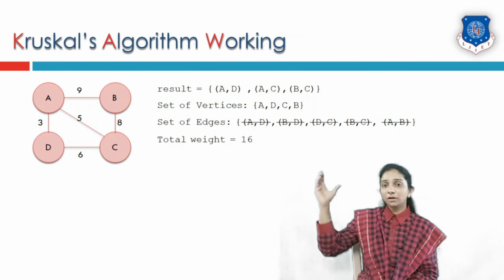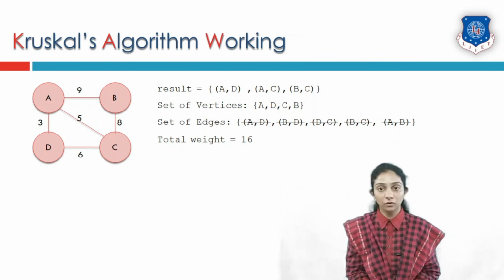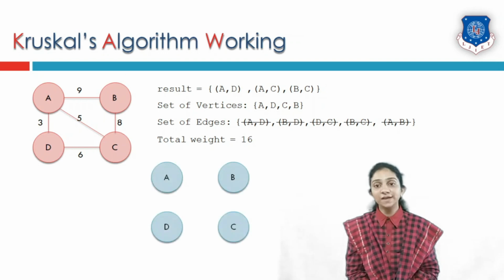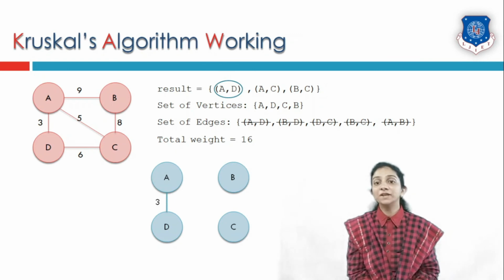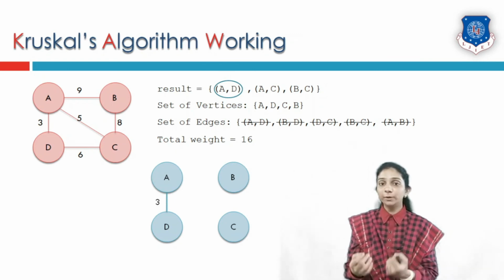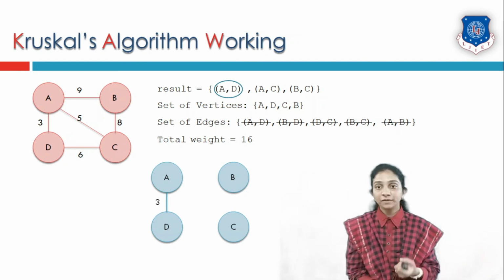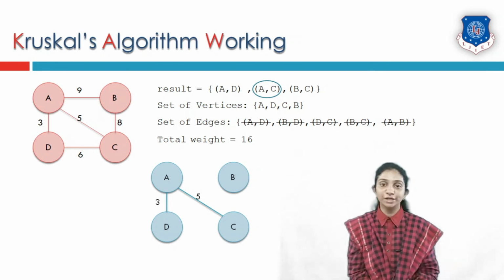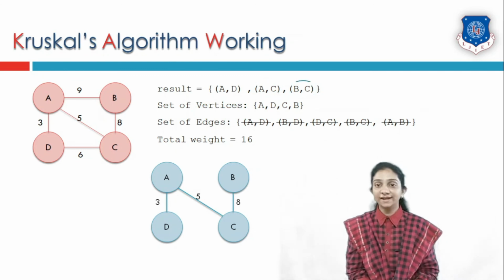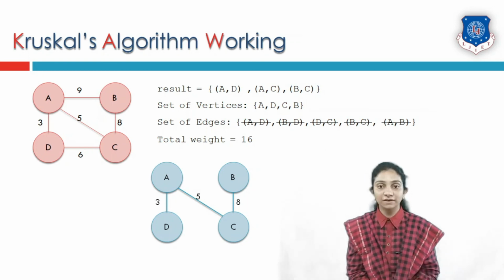So this is your complete workout at the end of the algorithm. From the result set, we see which edges are considered to generate the minimum spanning tree. From the result set, the very first edge is A, D. So we will add the edge A, D and put its weight according to the graph. The next edge is A, C. So we will draw an edge from A, C and the weight will be taken from the original graph. And the last edge is B, C. So we will add that edge with the weight, which is given inside the graph.